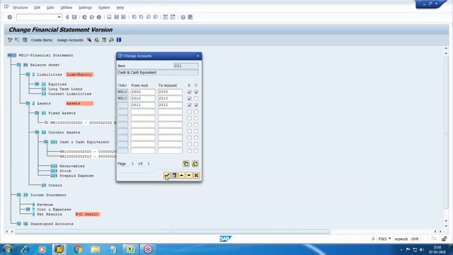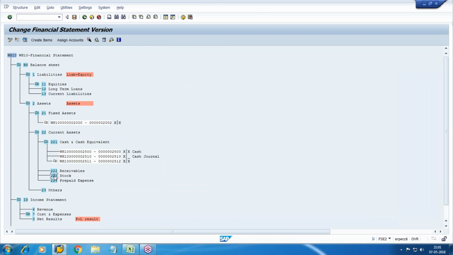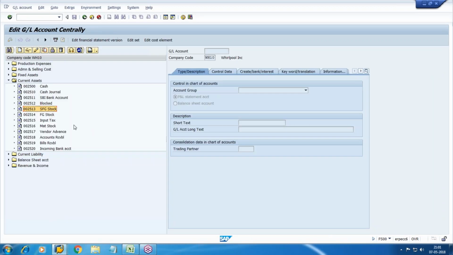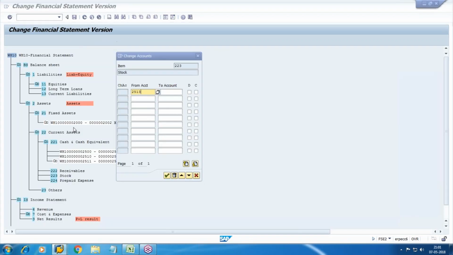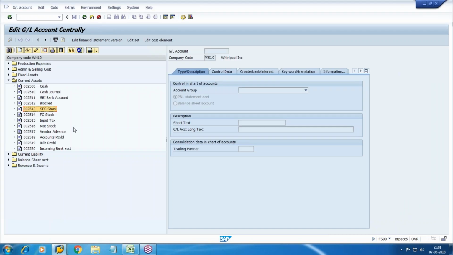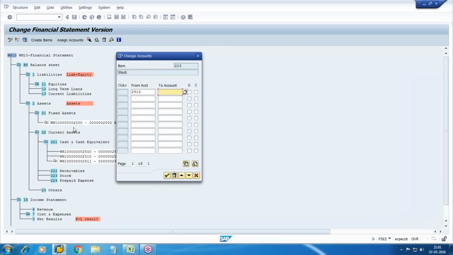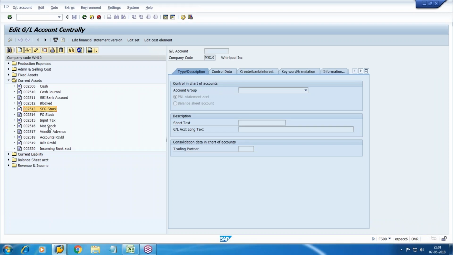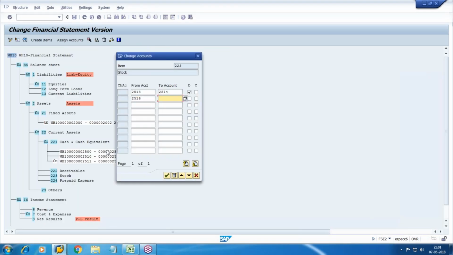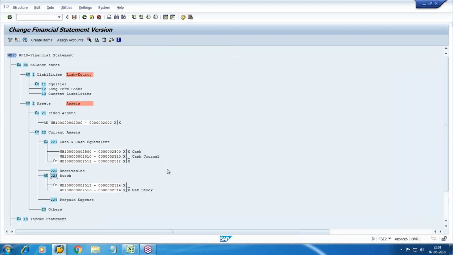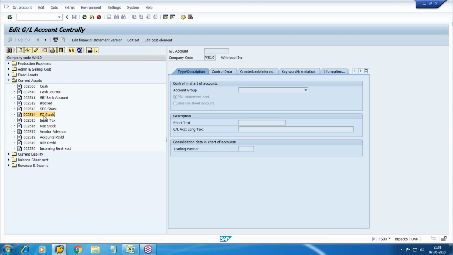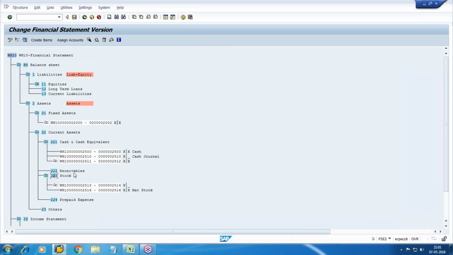Stock. Select assign 2513, 2514 debit balance, and raw material also, material stock 2516. Input tax, which is your other item.